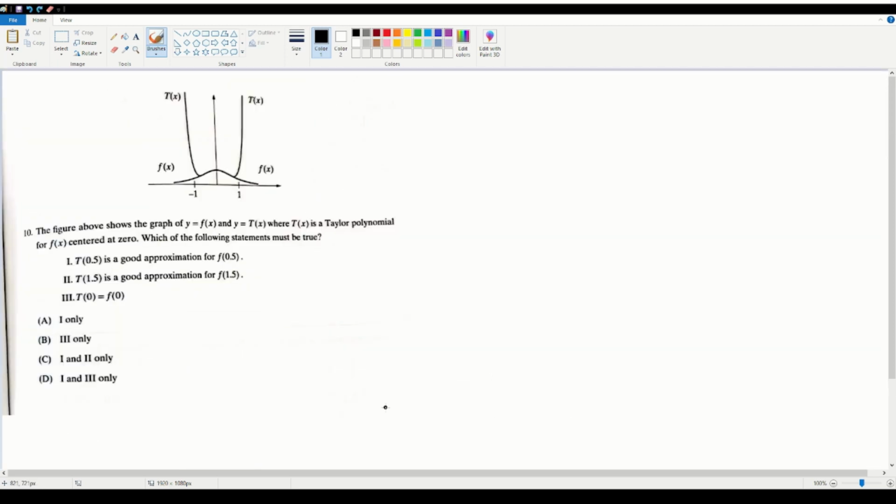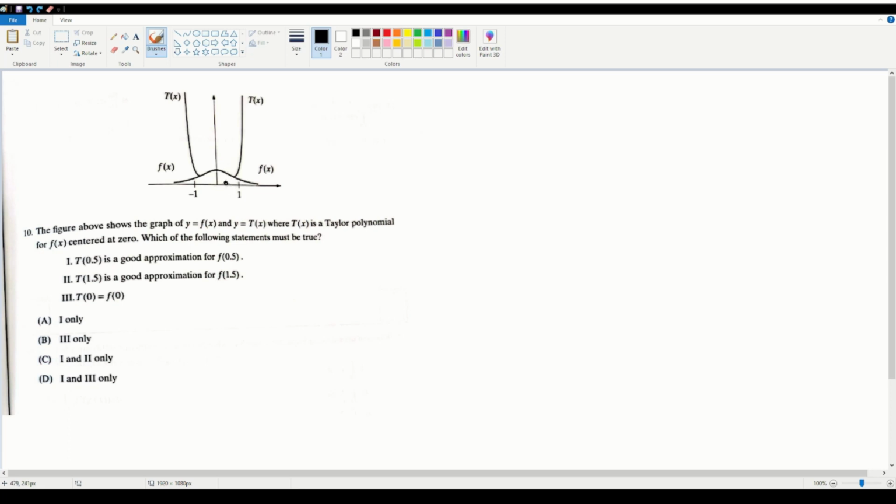Question 10. The figure shows the graph of y equals f of x and y equals T of x, where T of x is a Taylor polynomial for f of x centered at 0. Which of the following statements must be true? Let's take it one at a time. Statement 1. T of 0.5 is a good approximation for f of 0.5. Let's find a rough point where x is equal to 0.5.